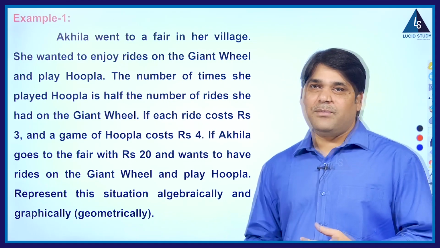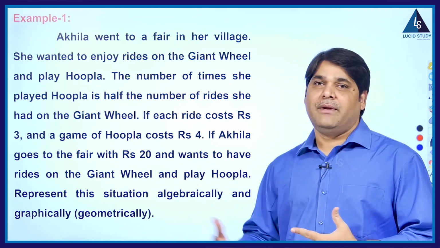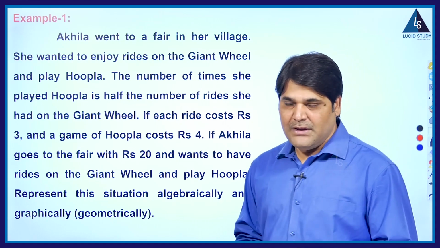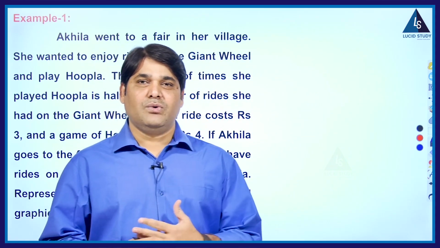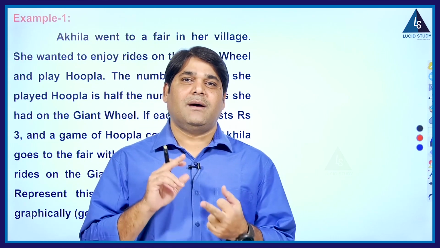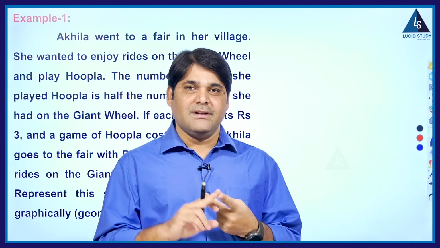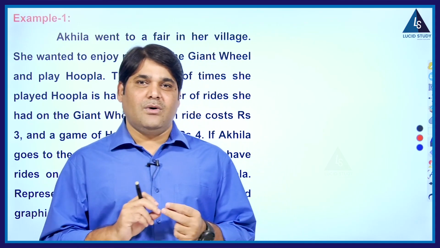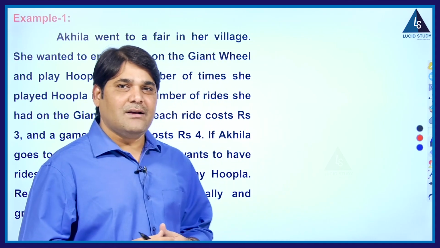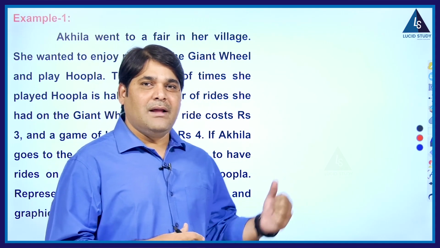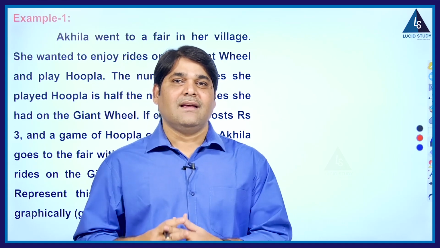Okay, so this graphical part we will see later. First of all, we will represent this situation into pair of linear equations in two variables. Okay, so let us discuss the first situation. Here we should understand that two things were unknown. What are those? The number of times she played hoopla and the number of times she rode on the giant wheel. These two we don't know, right? So we will assume that whatever unknown things, we will represent them with variables, right? How many variables, children? So this is a linear equation in two variables, so we require two variables. Generally we will take those variables as x and y, right?